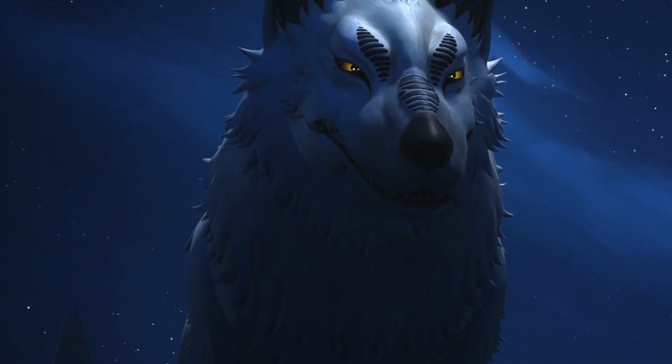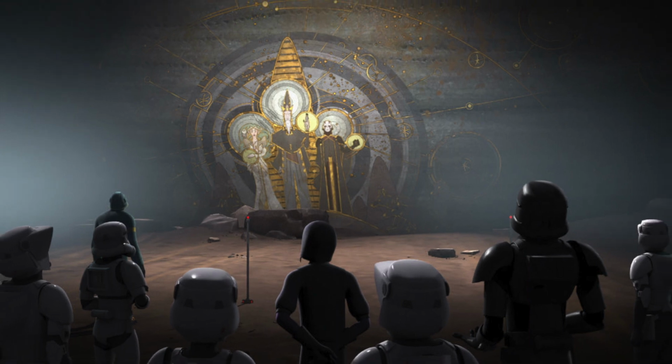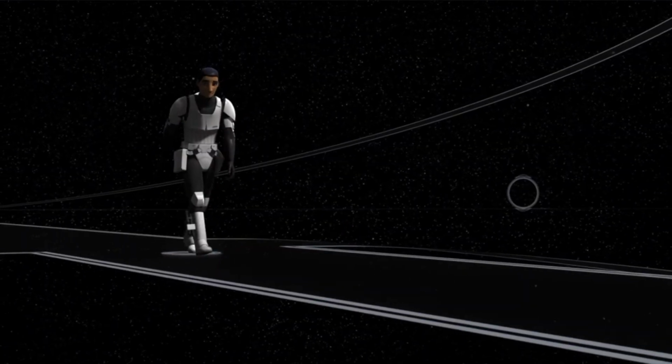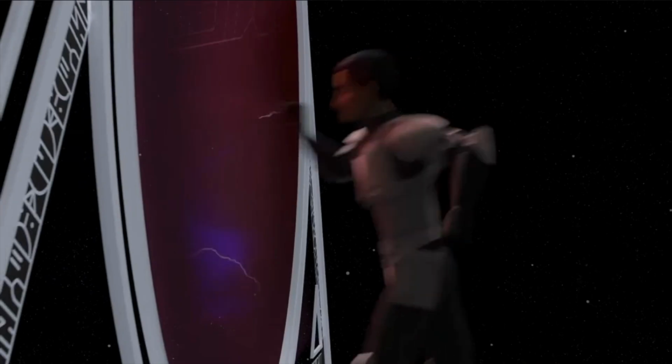Now, the painting on Lothal acted as a key by using the Force, and during Rebels, Ezra Bridger unlocked this portal and traveled to the world between worlds, where he was able to pull Ahsoka Tano off of Malachor during her duel with Darth Vader, essentially saving her life.